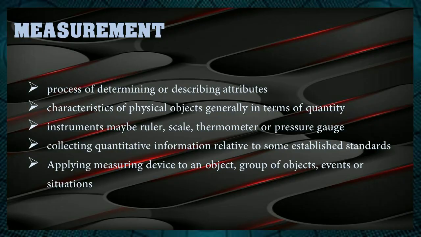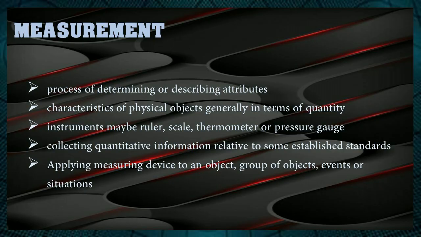Let's focus first on measurement. Measurement is the process of determining or describing attributes. These are characteristics of physical objects, generally in terms of quantity. We use instruments here, maybe a ruler, scale, thermometer, or pressure gauge, and other instruments. Measurement is collecting quantitative information relative to some established standards.